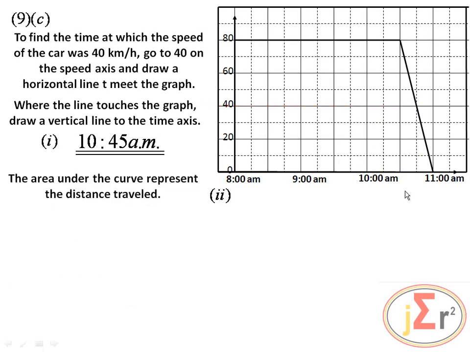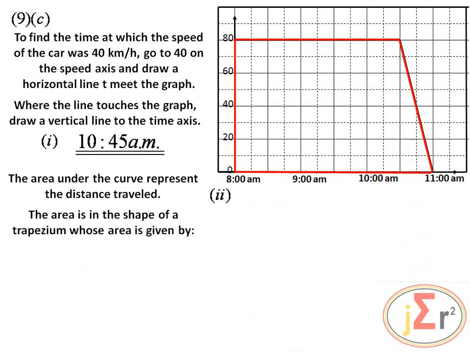The area under the curve represents the distance traveled. The area is in the shape of a trapezium whose area is given by area is equal to h over 2 (h1 plus h2). Do not forget that irrespective of what these look like, they represent the same thing. What are they representing? The 2 parallel sides. And this h could have been j or k. It is representing the perpendicular distance between the 2 parallel sides.